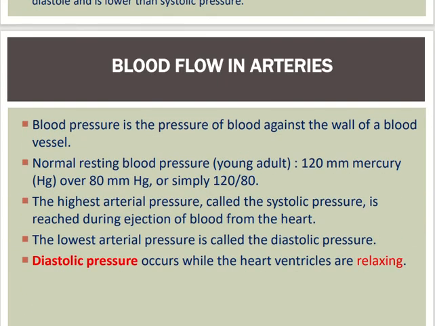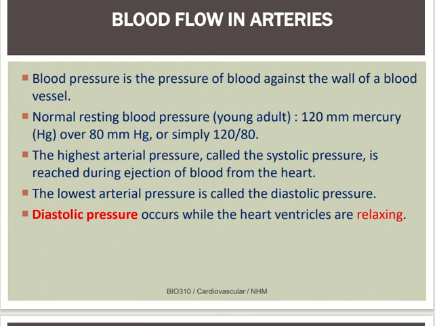And let's look at the blood flow in artery. Blood pressure refers to the pressure of blood against the wall of the blood vessel. Normally our resting blood pressure is about 120/80. The highest arterial pressure we call systolic pressure. Peak systolic, which refers to the contraction, is reached during ejection of blood from the heart.